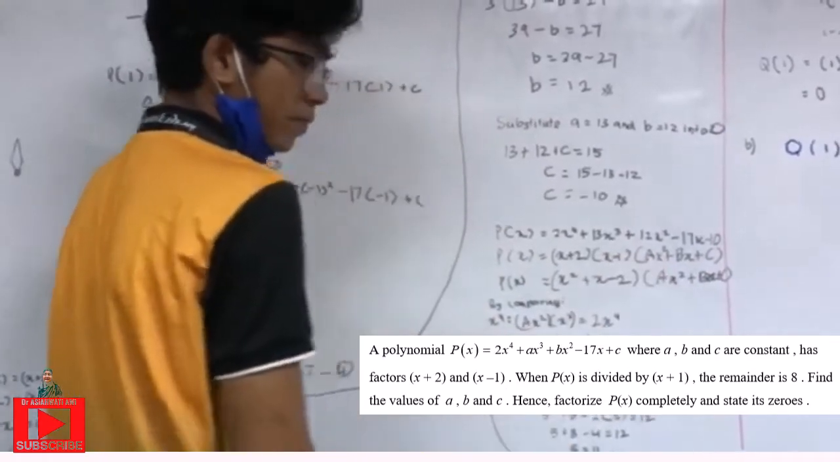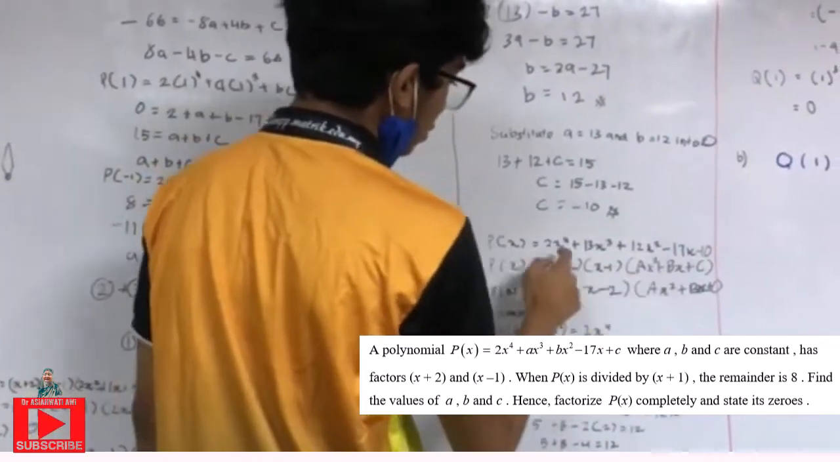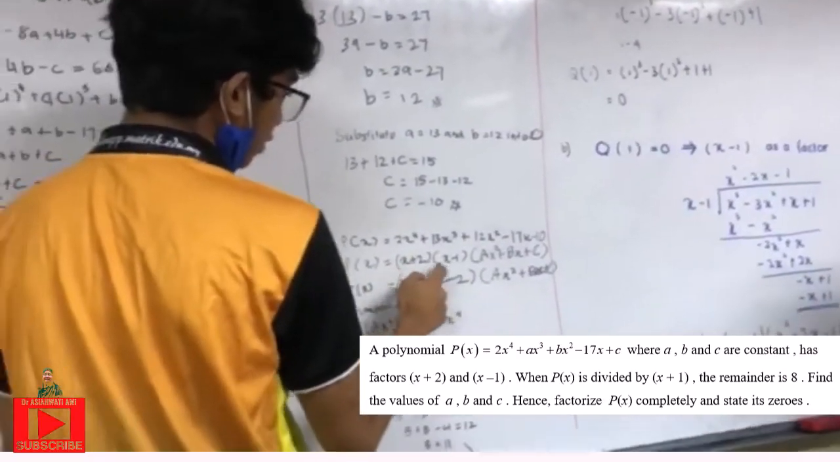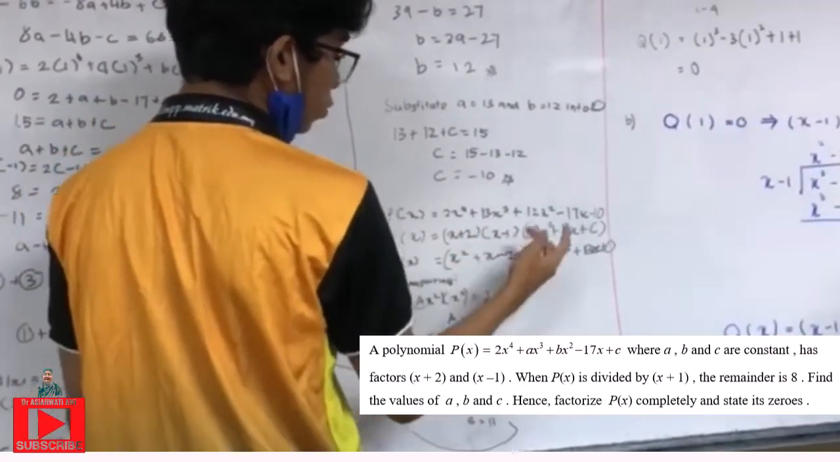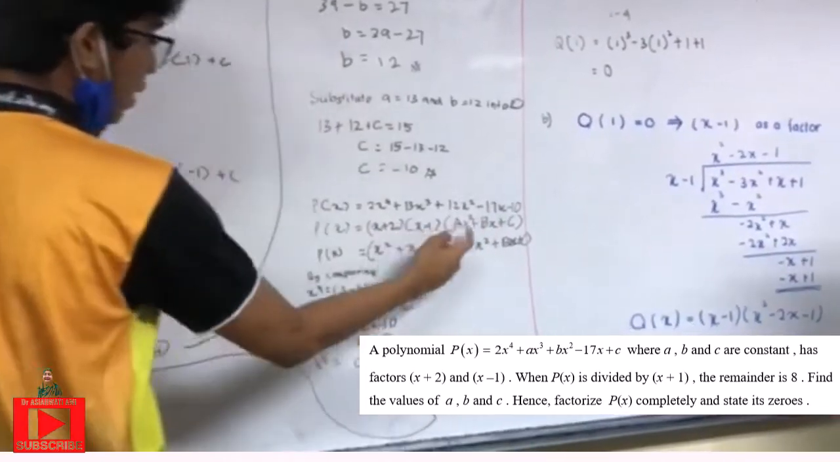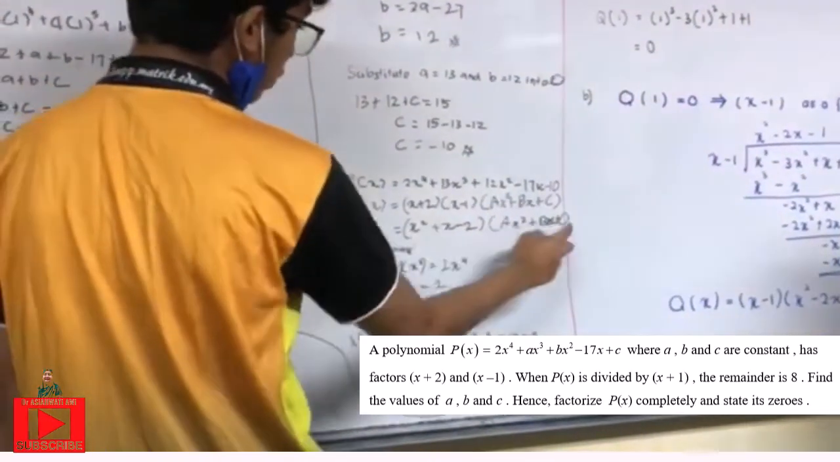Kenapa a square? Sebab apa? Sini degree of 4 kan, x dia. Okay. Ni x darab x 2. Lagi 2 lagi 2, nak bagi jadi kuasa 4. So kita ambil x square, dapat kuasa 4. So dah dapat general form ni.